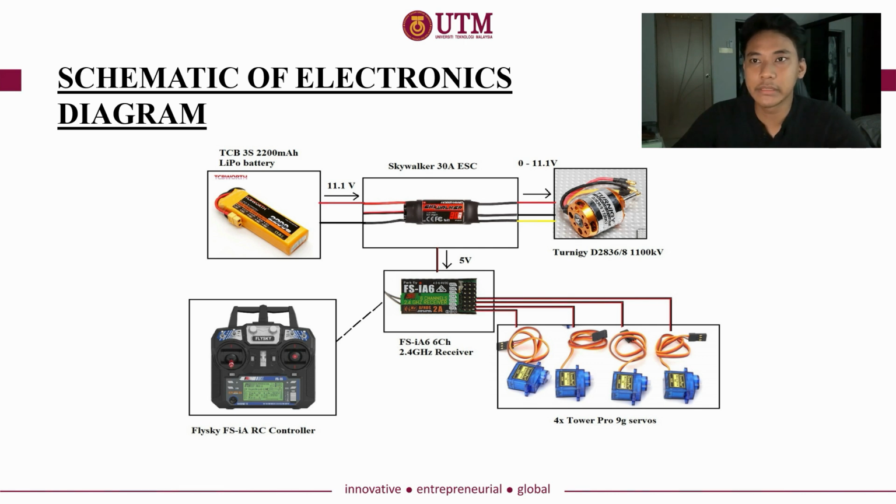We are using the TCB 3S 2200 mAh LiPo battery, which will transfer to a Skywalker 30 ampere ESC. For the motor, we are using a Turnigy D2836/8, which has 1100 kV, and then transfer to a FS-iA6 6-channel 2.4 GHz receiver, and then we are using a FlySky FS-i6 RC controller, and we are using 4 TowerPro 9G servos.